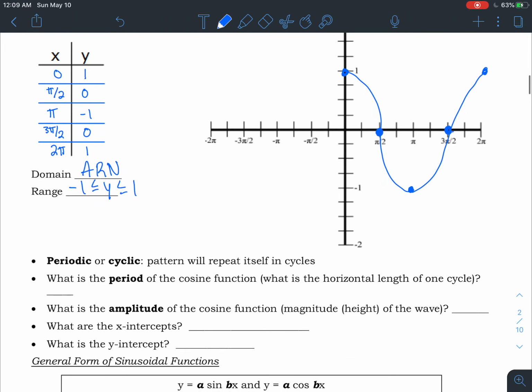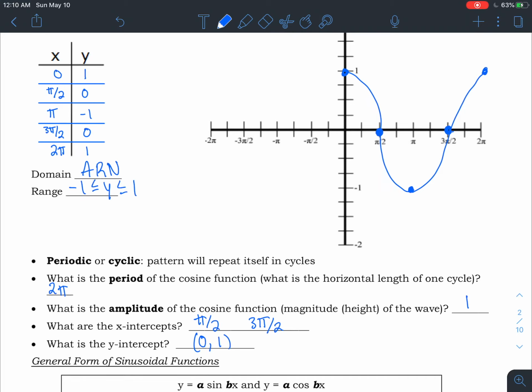Cosine is also cyclical. It is also periodic, which means it repeats itself, like I was just saying. My period, the length that it takes to do one full cycle, is still 2 pi, because I still started at 0 and ended at 2 pi. My amplitude, still +1. Now here's the big difference. My x-intercepts, now I only have 2 of them for my single cycle, and that happened at pi over 2 and 3 pi over 2. And my y-intercept, that very first point, happened at 0, 1.